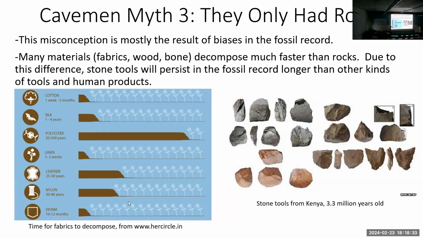But most materials like leather, linen, and silk decay really quickly. Stone tools, or things made of stone, can last much longer, millions of years. These are some stone tools from 3.3 million years ago, from ancestors of humans.